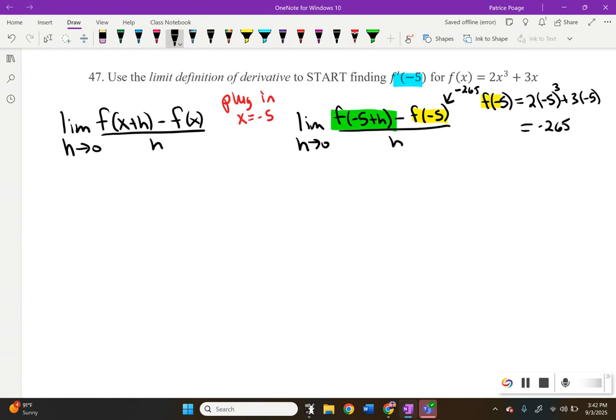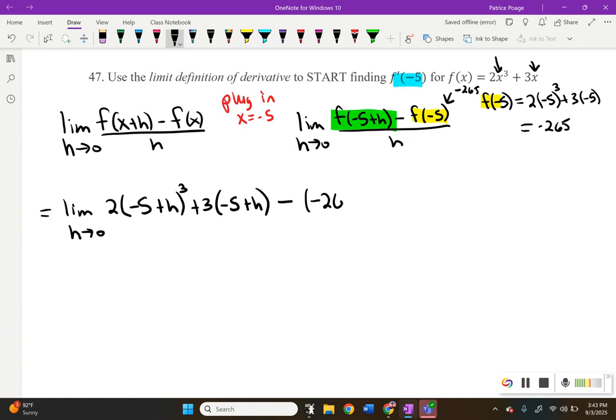So I'm going to have the limit as h goes to 0. For the green part, everywhere there's an x, I'm going to replace it with negative 5 plus h. So I'm going to have 2 times negative 5 plus h to the third plus 3 times negative 5 plus h. So that's my green part. Minus the yellow part, f of negative 5, which we said was negative 265, all over h.